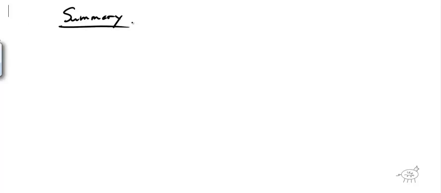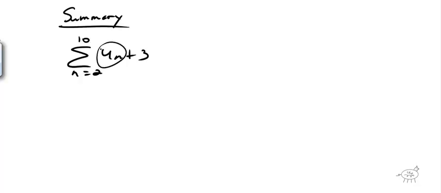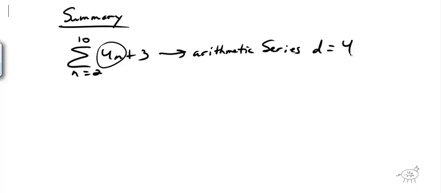Okay. If I gave you guys this, n goes from 2 to 10 of 4n plus 3. You guys should recognize this not as infinite anymore, because of course it goes to 10, but you should also see it's 4 times that. Remember, that's an arithmetic series. Okay, in this case here, d is equal to 4, because it's going up by 4 every time.